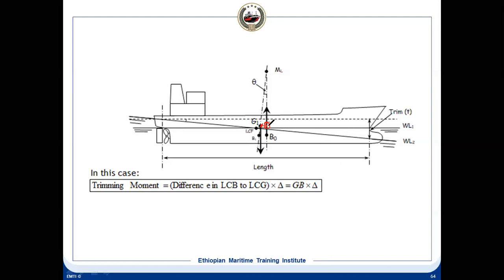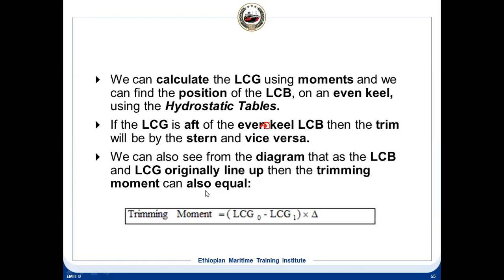Initially it was at equilibrium position, before shifting the mass G was on this line, and G has shifted now. How much has it shifted? That is the distance. If we know the horizontal shift of G, then we can make another relation, that is this one: LCG 0, the initial LCG, and the final LCG, the difference multiplied by delta. We can calculate the trimming moment by this also.